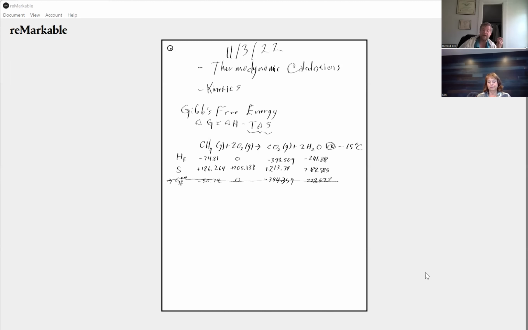The second thing we have to note: always, always, always check your units. This entropy seems excessively high to me, and that's because our enthalpy is in kilojoules. A joule is a unit of energy.